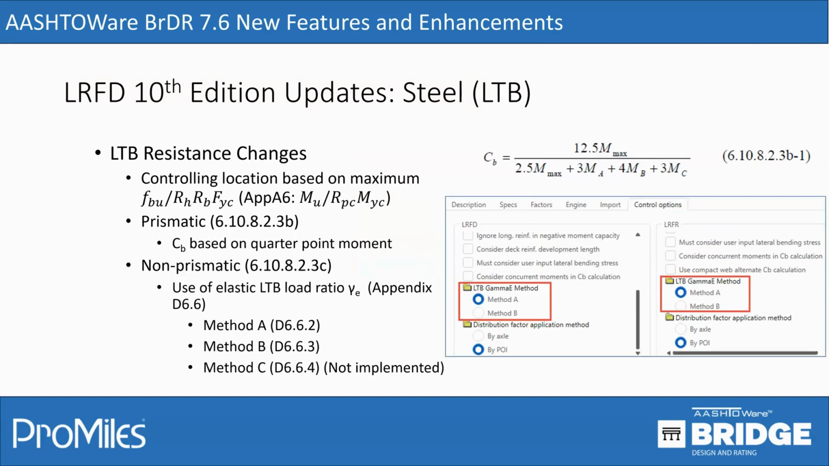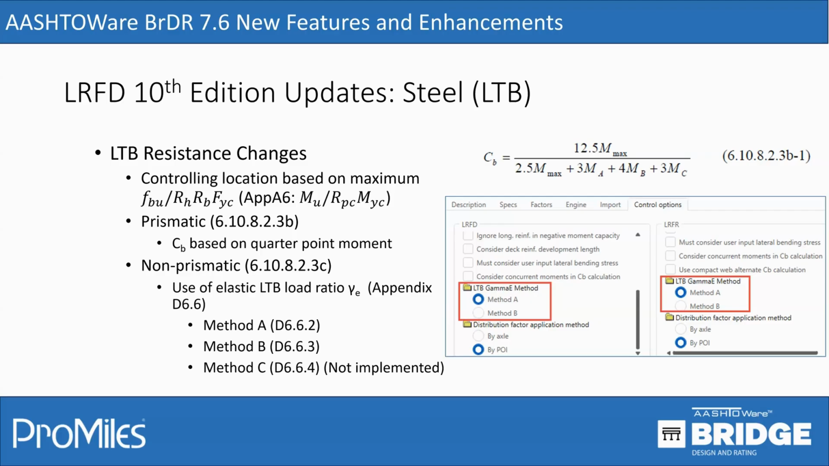There were a lot of changes implemented for steel lateral torsional buckling. From the previous implementation to the current implementation, for a non-prismatic section the previous implementation would look at a critical section where your compressive resistance is the lowest, but now the controlling location is based on the maximum of FPU over RH RB FYC, and for Appendix A6 it's MU over RPC over MYC.